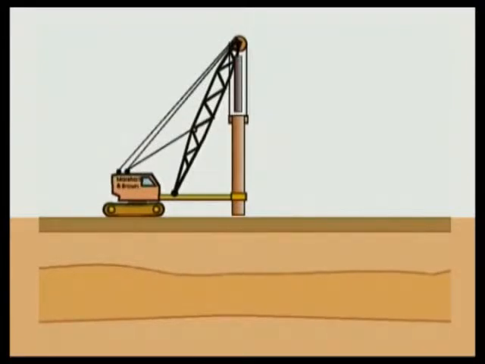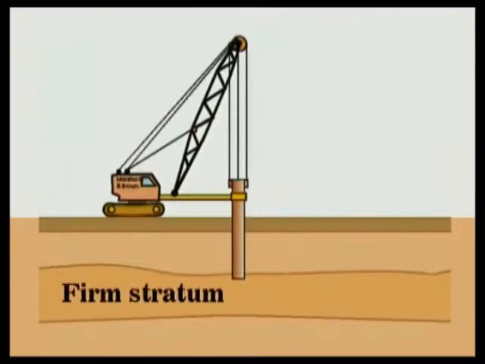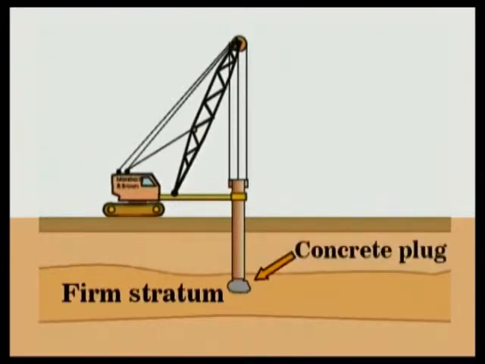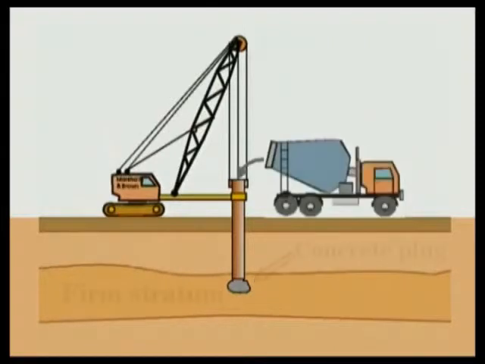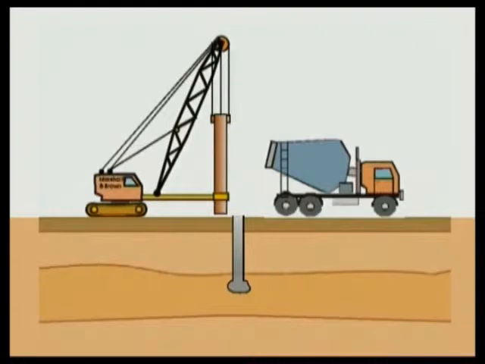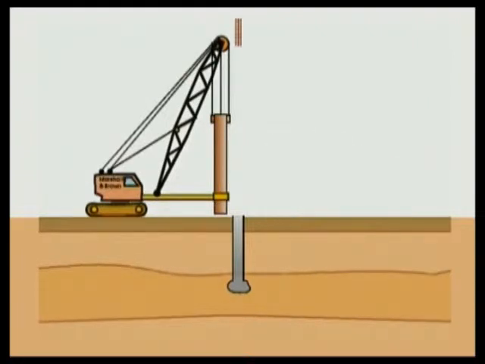Driven or displacement piles can also be formed with in-situ concrete. One common method is to drive a steel cylinder with a plug of concrete in the bottom to the appropriate depth. At this point, the cylinder is restrained and continued hammering pushes out the concrete plug. In-situ concrete is poured in and the steel tube removed. A steel cage is dropped into the wet concrete to complete the pile.